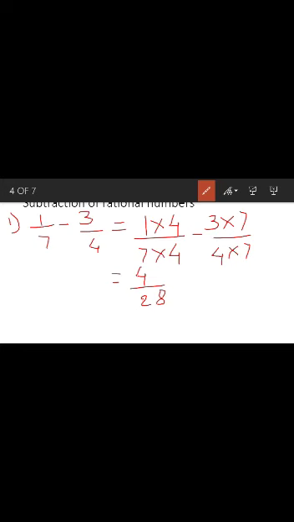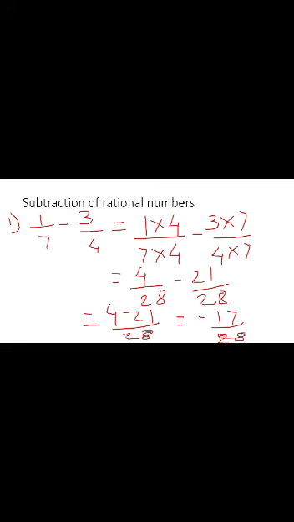Okay, 4 upon 28 minus 21 upon 28. What will come? 4 minus 21 upon 28, that is minus 17 upon 28. Why have we given the minus sign to this 17? Because minus 21 is the bigger number and it has the minus sign, so we need to give the minus sign to the 17. I hope you understood the subtraction of rational numbers also.